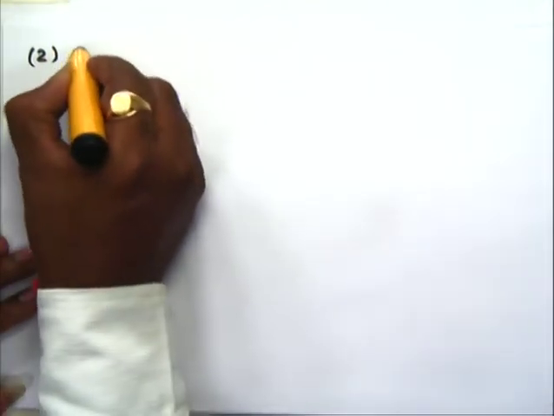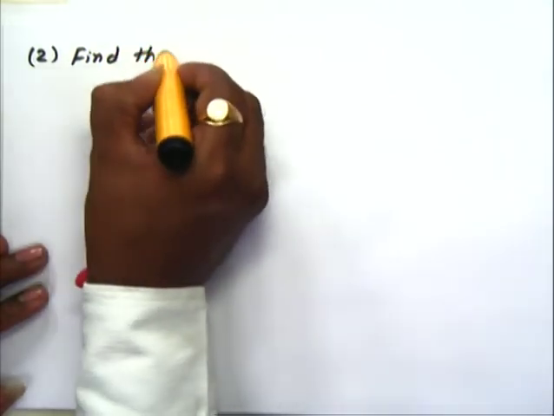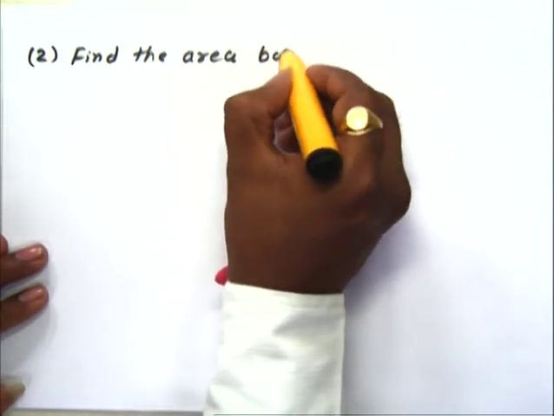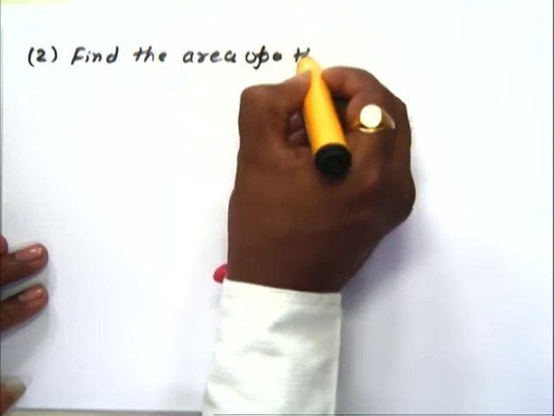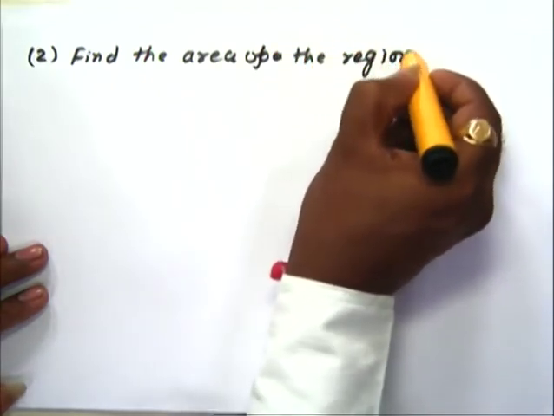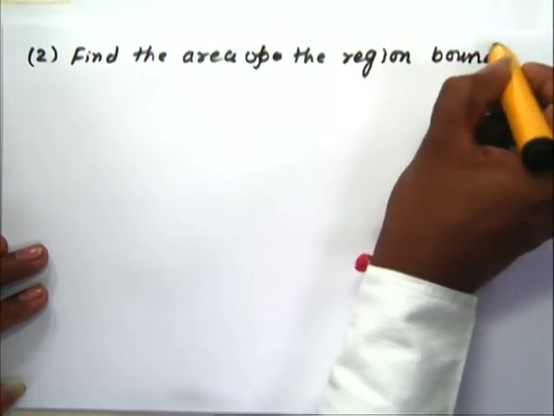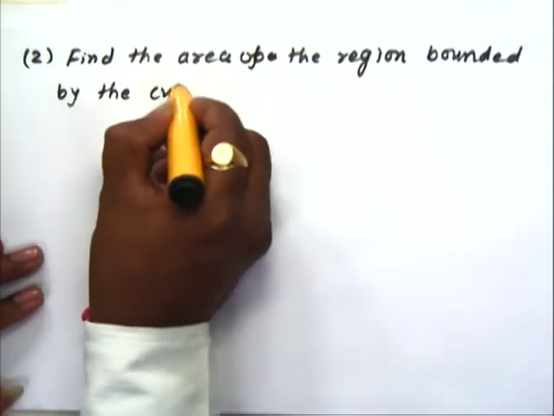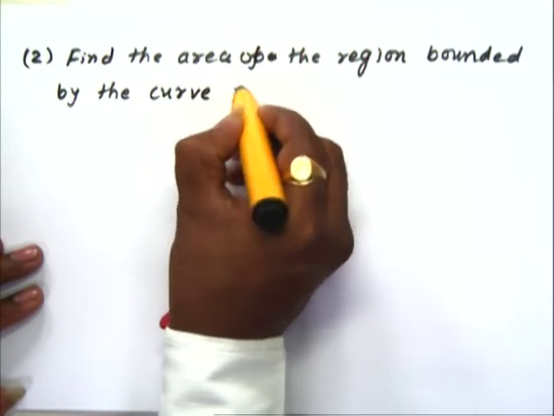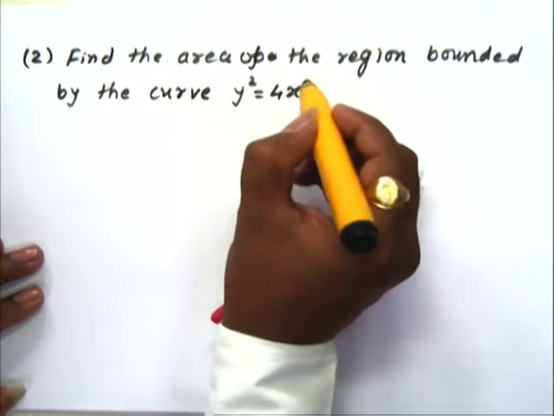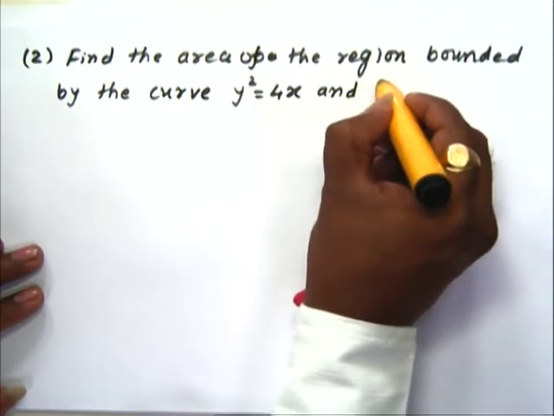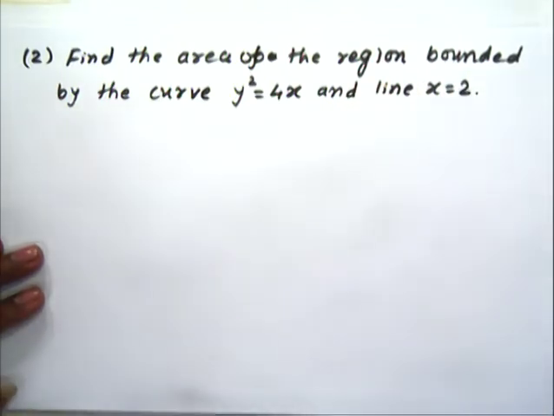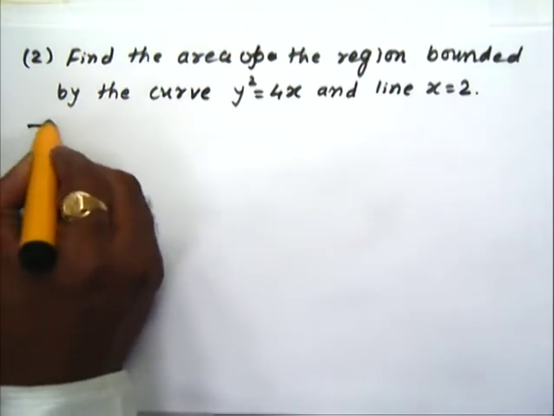Find the area of the region bounded by the curves y square equal to 4x and line x equal to 2. So again we have to draw the figure.